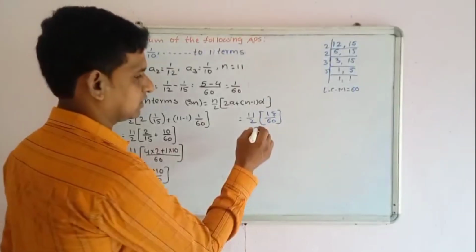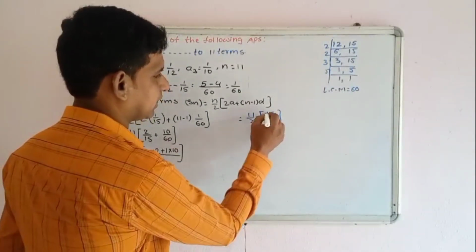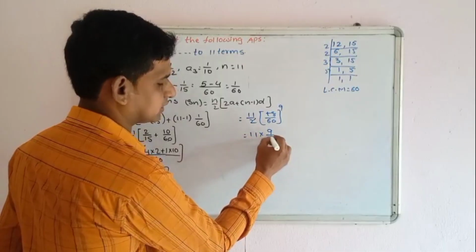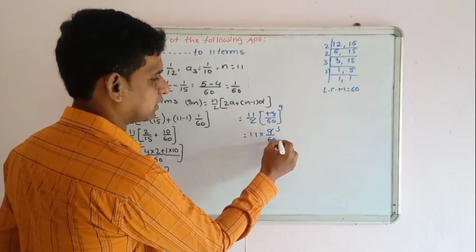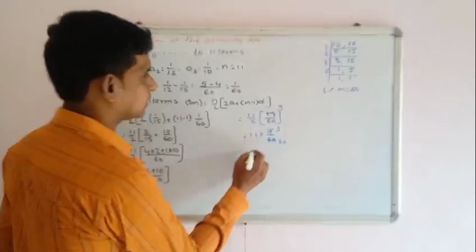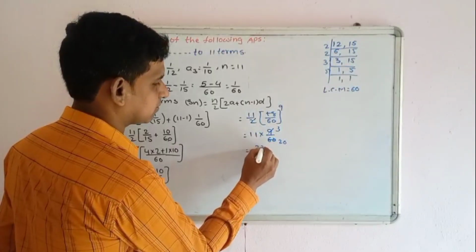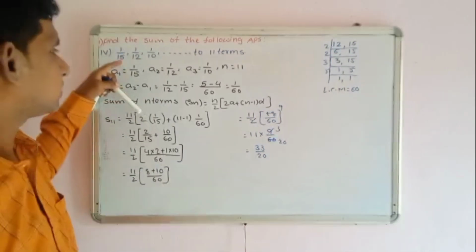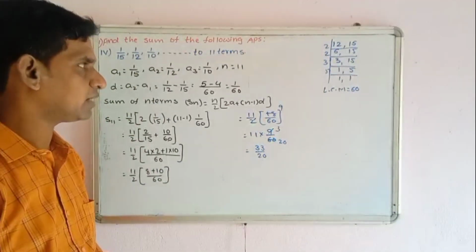Now 18 by 60: 2 nine times, so 11 into 9 by 60. Again 3 times, 3 twenty times. So 11 times 3 is 33 by 20. So the sum of the first 11 terms in the given sequence is 33 by 20.